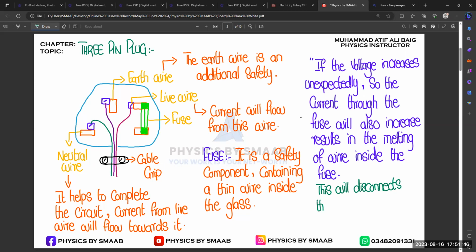Disconnects the circuit and no current will flow. Okay. So this is the concept of fuse and the safety 3-pin plug, right?